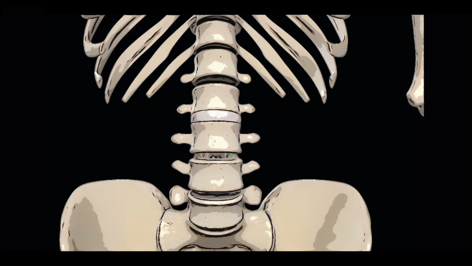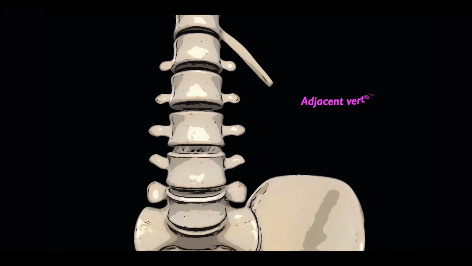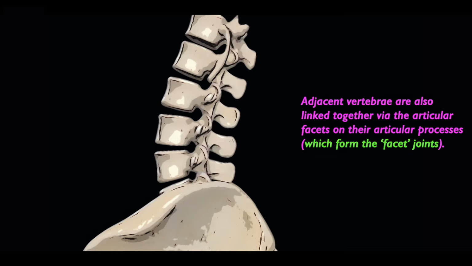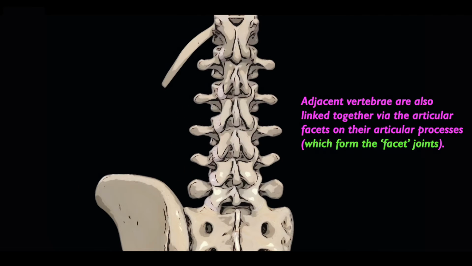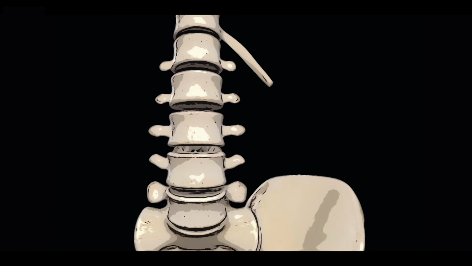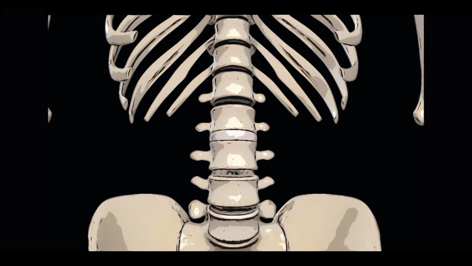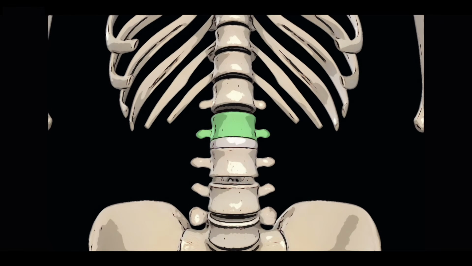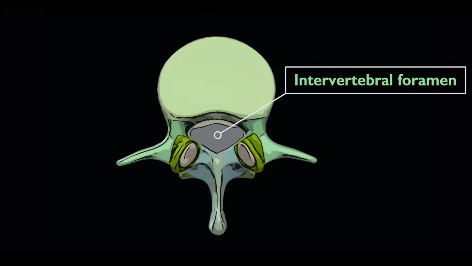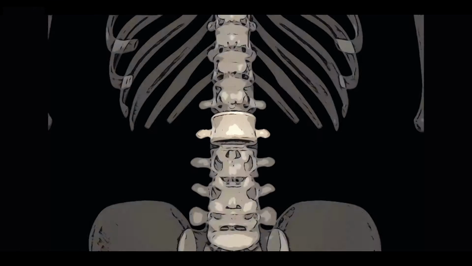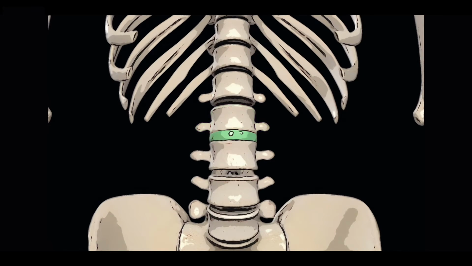Adjacent vertebrae are also linked together via the articular facets on their articular processes, which form the facet joints. The facet joints are true synovial joints and are comprised of the posterior articulations of the vertebrae. Finally, the intervertebral foramen, the passage for the spinal nerves and their accompanying blood vessels, is formed by the superior and inferior notches of adjacent vertebrae and the intervertebral disc.